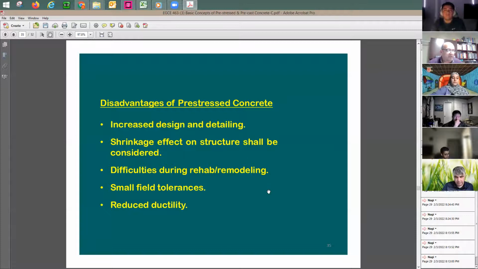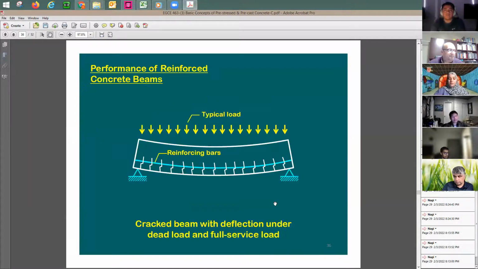So the analysis is going to be a little bit complicated. You cannot come up with your own size, right? You guys, you understand that. The member size is not going to be that flexible. When you do conventional concrete, you can play with it.